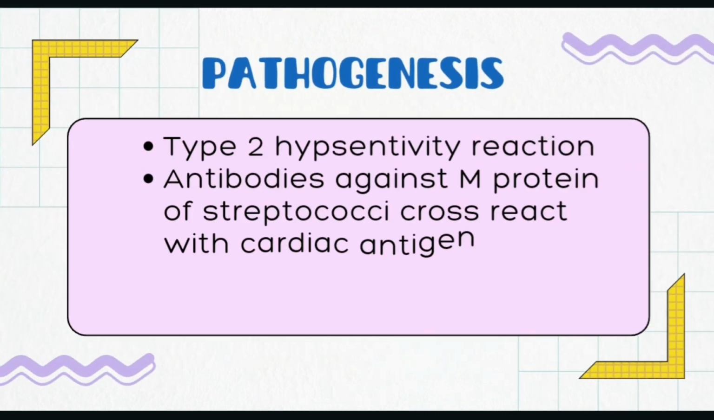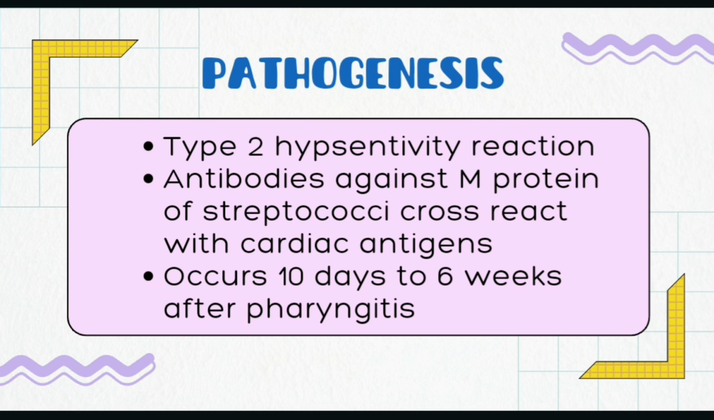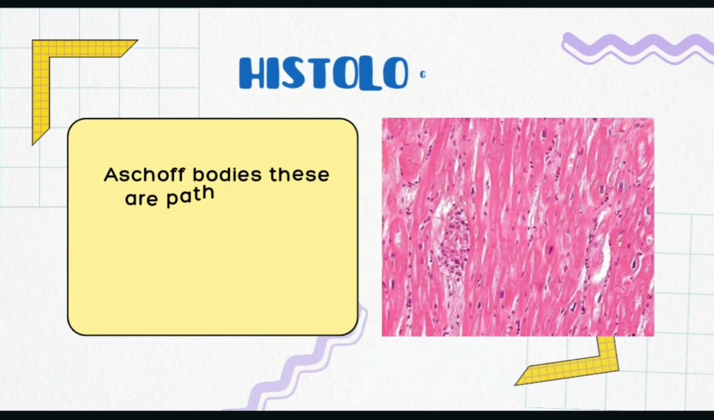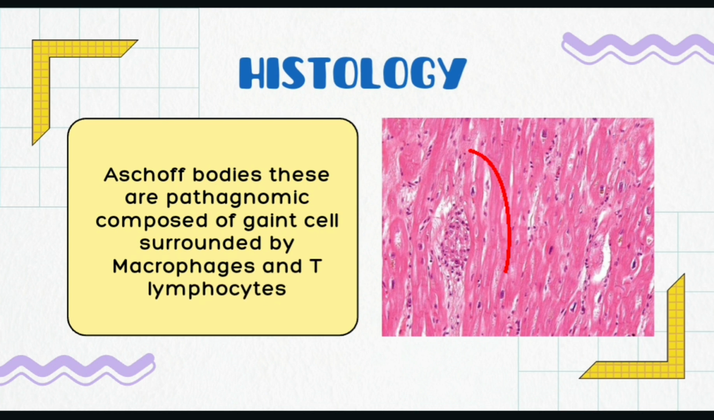Pathogenesis. It is a type 2 hypersensitivity reaction in which antibodies against M protein of streptococci cross-react with cardiac antigens. Occurs 10 days to 6 weeks after pharyngitis. Histology includes Aschoff bodies. These are pathognomonic, composed of Anitschkow cells surrounded by macrophages and T lymphocytes.